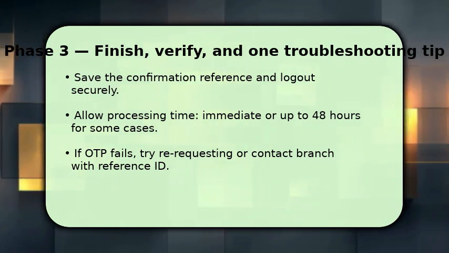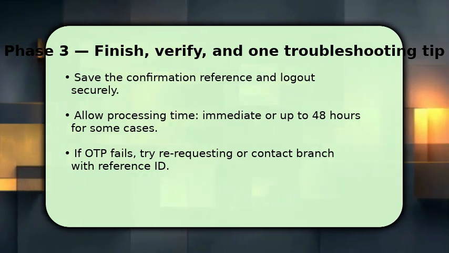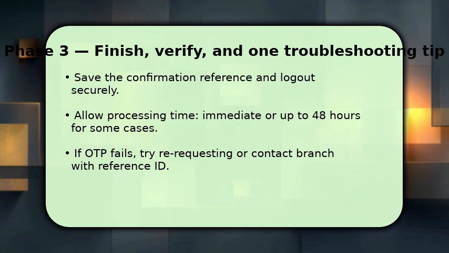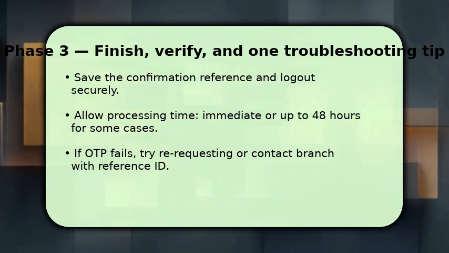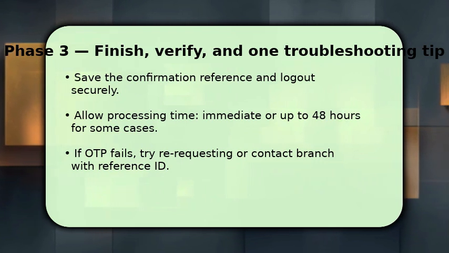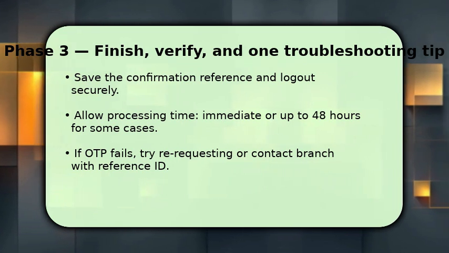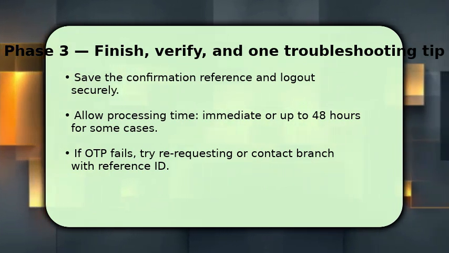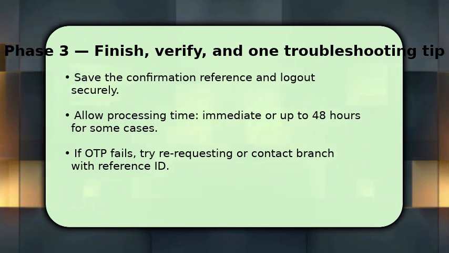Changes may apply immediately or within 24-48 hours if branch approval was needed, so make a note to test login and OTP receipt. If OTPs do not arrive, first re-request after 60 seconds and check network or DND settings. If problems persist, call the branch or SBI customer care with your reference ID. They can trace the request and advise next steps.